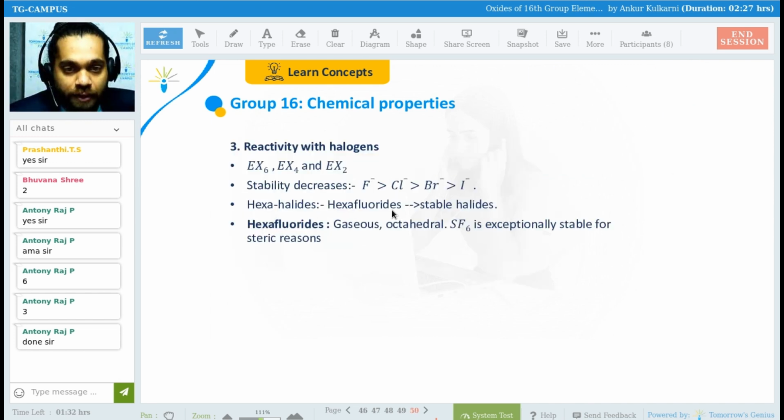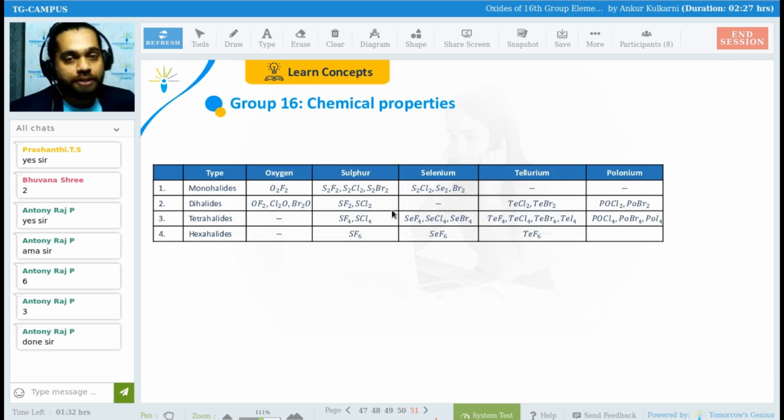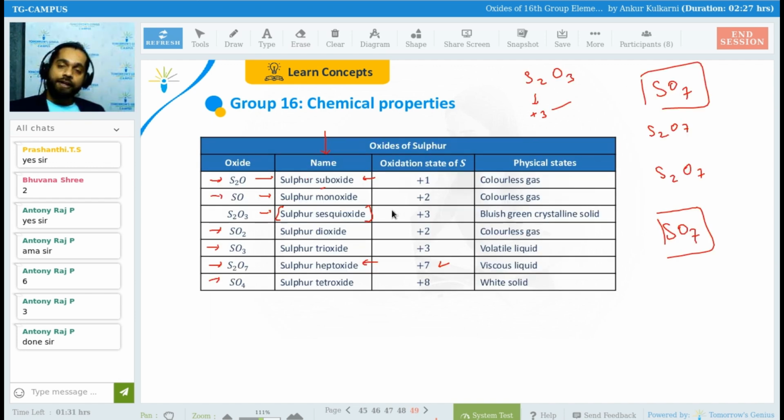Okay, let us go ahead. Now reactivity with halogens. Now, one more thing. Again use your logic. Sir, can you show the last slide again, sir? Yes, write it down, Anthony. Anthony, do not write everything. Just write sulfur suboxide and sulfur sesquioxide.